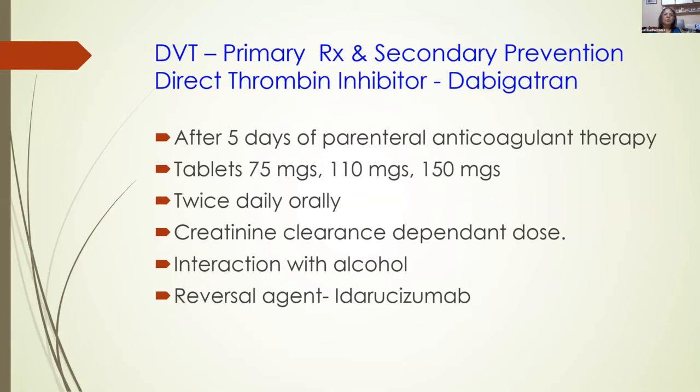Dabigatran is a direct thrombin inhibitor, and again it is started after 5 days of parenteral anticoagulation. It comes in different strengths, 75, 110, 150 milligrams twice daily orally. The dose is adjusted depending on the weight and creatinine clearance, and it does interact with alcohol. The reversal agent is idarucizumab.